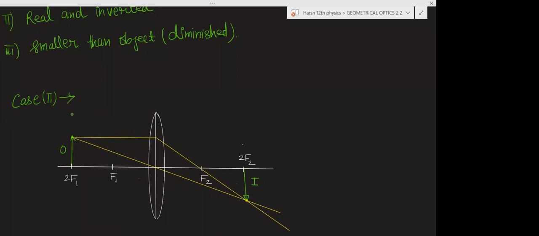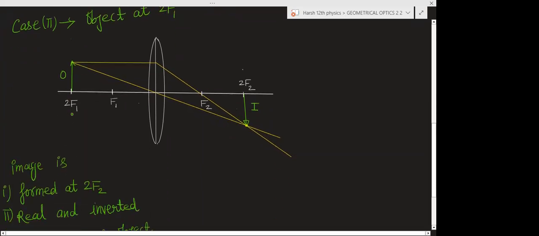So this is the object at 2f1. Now you can copy this also.